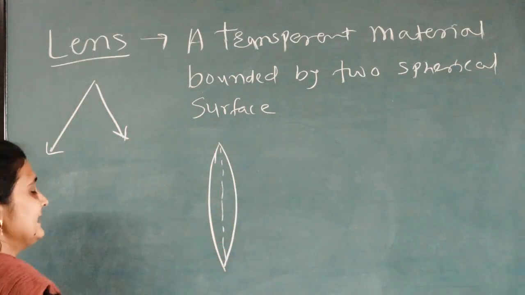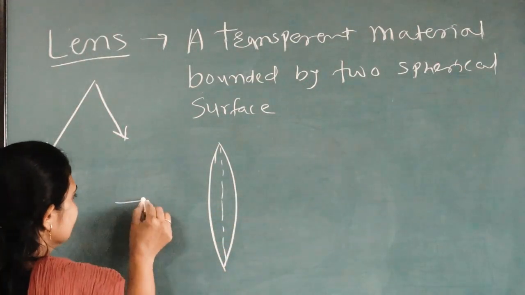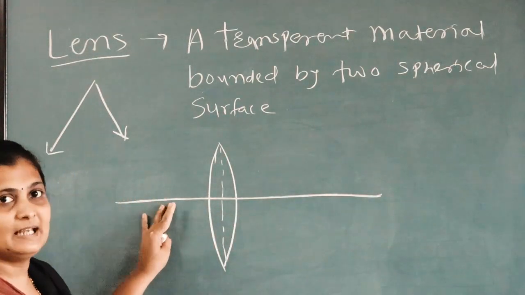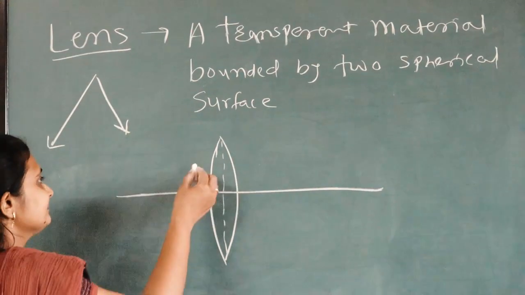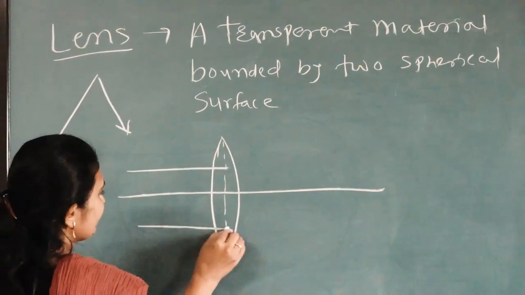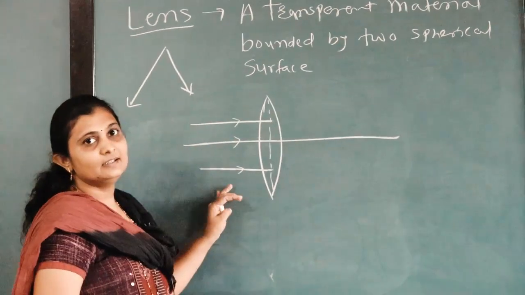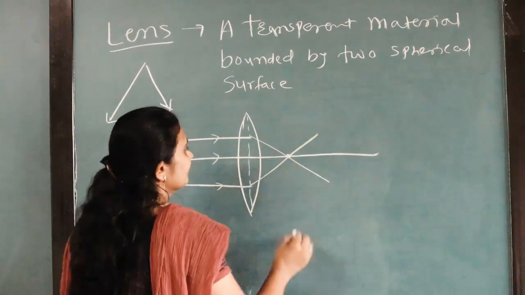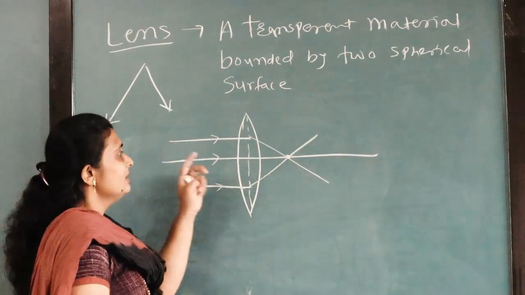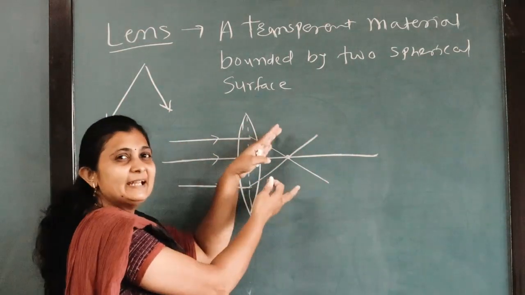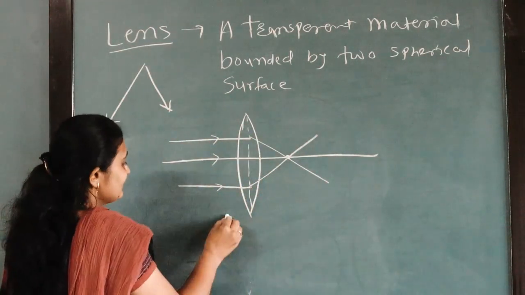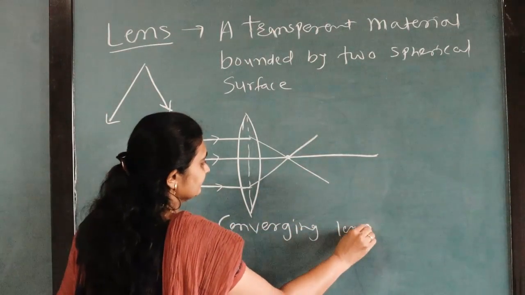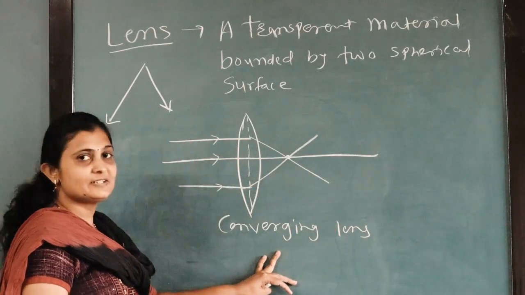this is the convex lens. Principal axis, the definition of principal axis we will see later. Parallel rays after refraction meet at a single point, meaning all the rays converge here, meet at one point. So this lens is called a converging lens. Convex lens is called the converging lens.